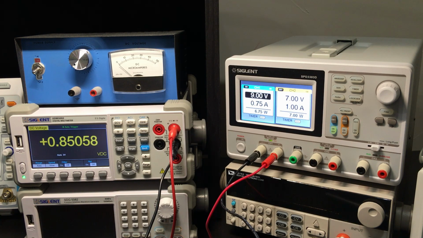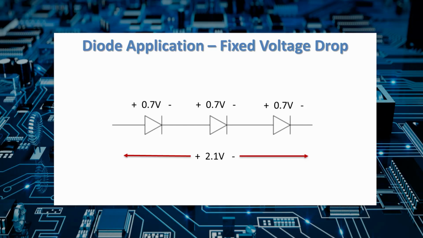There's actually a practical application in this type of diode behavior. Here, for example, I needed to drop 2.1 volts consistently over a wide range of current. By putting 3 silicon diodes in series, like shown in the schematic, I can drop 2.1 to 2.4 volts consistently over a wide range of currents.